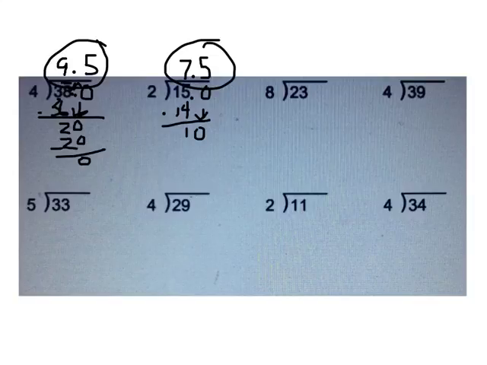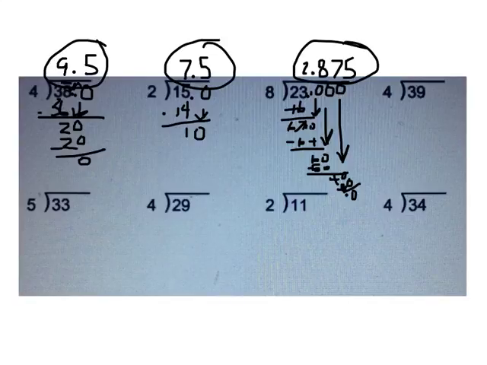Let's do another problem. What's 23 divided by 8? Add a decimal point and 3 zeros for this problem. Bring the decimal straight up. Go ahead and solve that problem now. The correct answer is 2 875 thousandths.